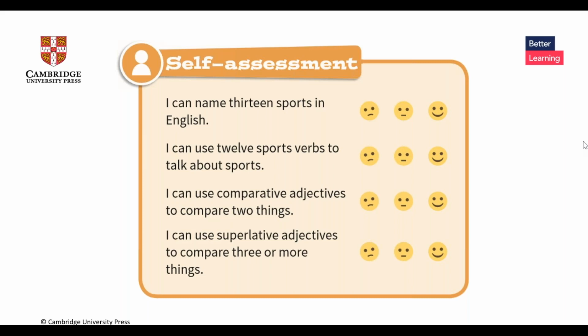And then in terms of the reflection, obviously what the students do is they have to think about each of these areas and decide how well, for example, they can name 13 sports in English. If it takes them a long time to think about it, obviously they would circle the sad face.